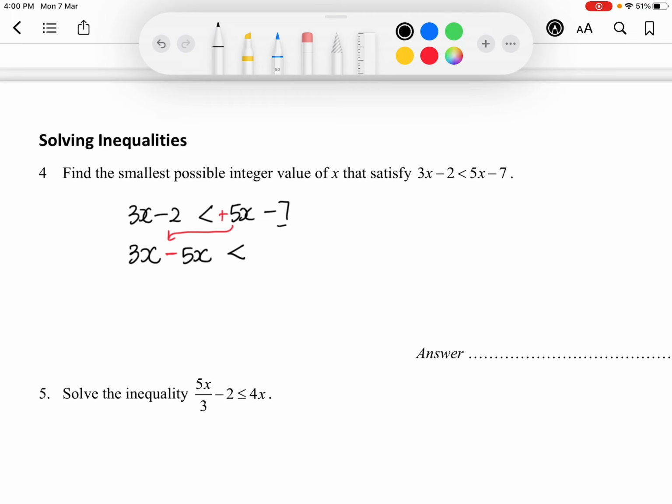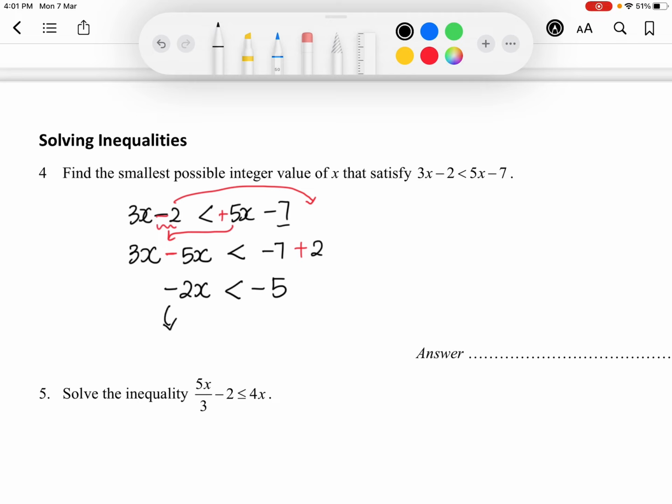The original citizen on this side is -7. Somebody migrated over. This is -2. It migrates over, then it crosses over this side and becomes +2. Right, I'm adding, I undo subtraction, so I add. So in this case, I get -2x less than -7 plus 2, which will give me the number -5.